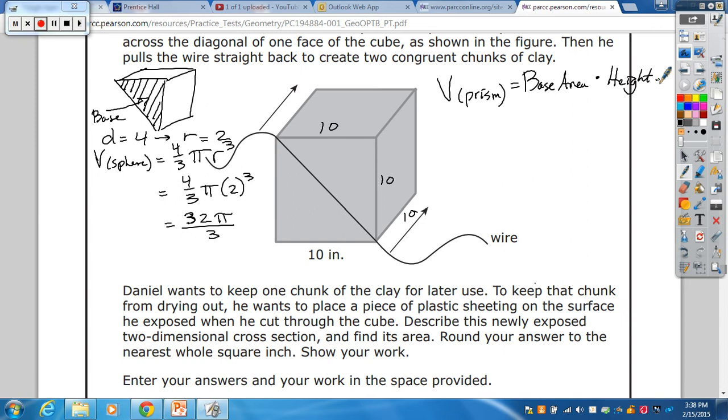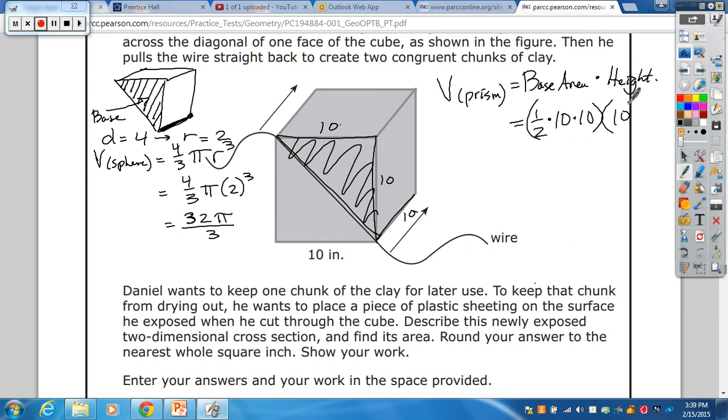Okay, base area times height. So if I go ahead and take the area of this base right here, 10 times 10 divided by 2. The area of the base is a triangle. So 1/2 times 10 times 10. Okay, so that's the area of the base. And multiply that by the height of the prism. Now the height of the prism is the distance between both bases. So this is going to be our height of the prism, which is a length of 10 down here. And so I do that. 100 divided by 2 is 50. 50 times 10 is 500 cubic inches.